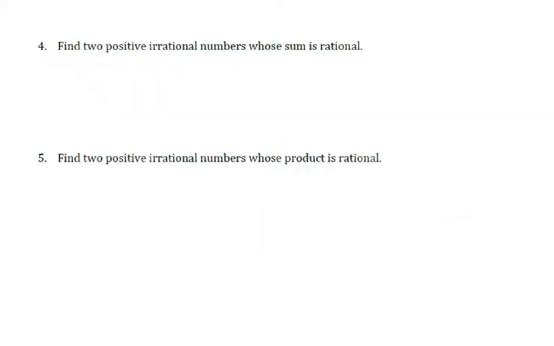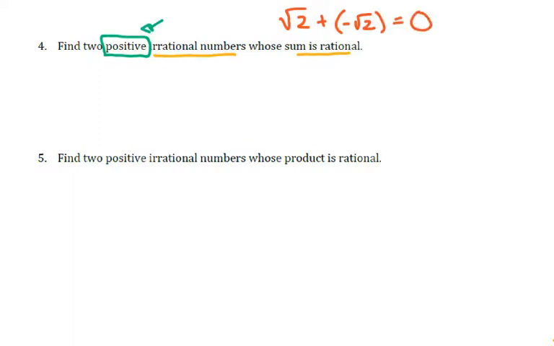Okay, here's a challenge. Find two positive irrational numbers whose sum is rational. We have to have positive irrational numbers, so that makes this a little challenging. If this was not there, we could just use the square root of 2 plus the negative square root of 2 and get 0. But this is not positive. So how am I going to create two positive irrational numbers?